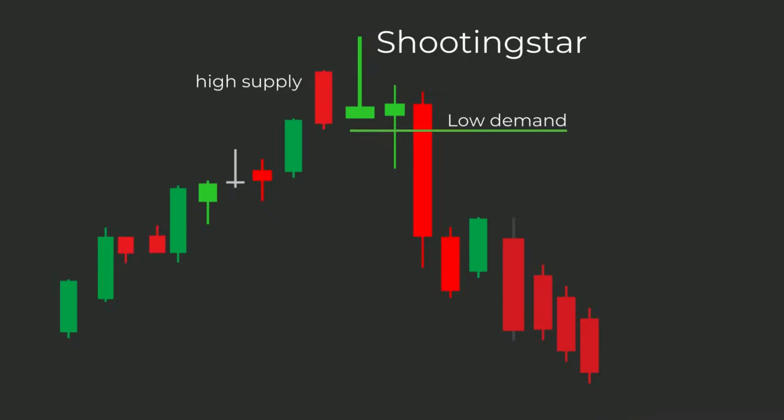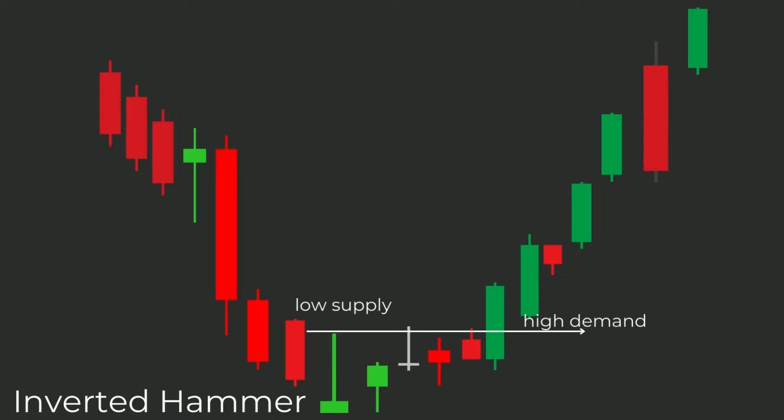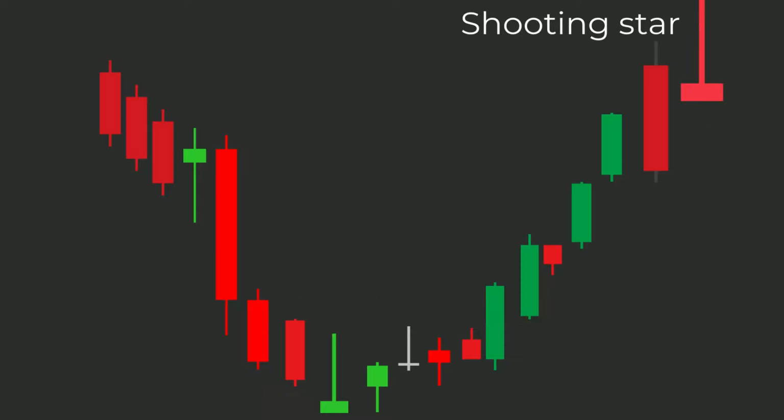A hammer takes place at the end of a downtrend, while a shooting star occurs at the end of an uptrend. The inverted hammer. An inverted hammer occurs at the bottom of the downtrend when the bears show the first signs of weakness and tiredness. Like a hammer, an inverted hammer is a bullish reversal pattern that signals the growing presence of the bulls in the equation. An inverted hammer takes place in a downtrend while a shooting star occurs after a series of bullish candles that bring the price action higher.